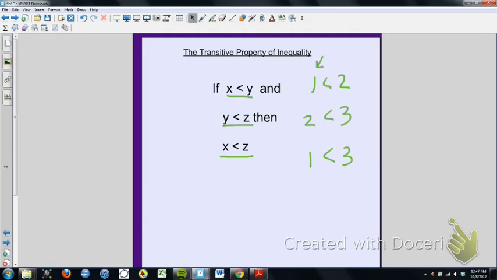And this works for any three numbers as long as you establish the order. So if 10 is less than 15 and 15 is less than 16, then what can you say about 10 and 16? Then you know that 10 must be less than 16. The first number is less than the third number you introduced there. Okay, that's called the transitive property of inequality.